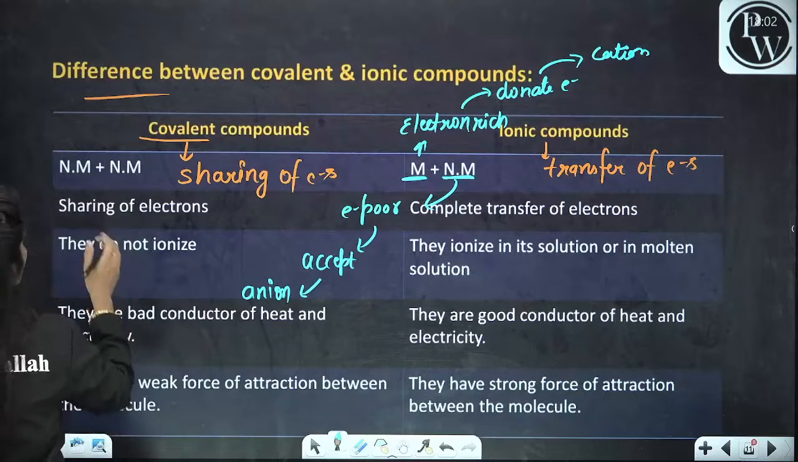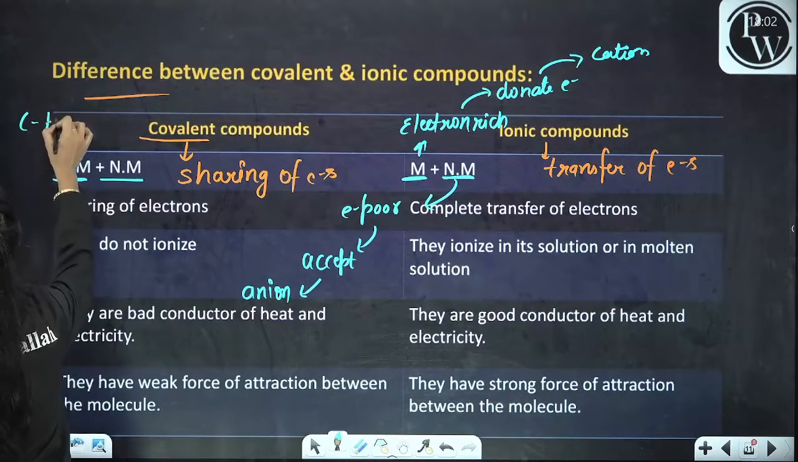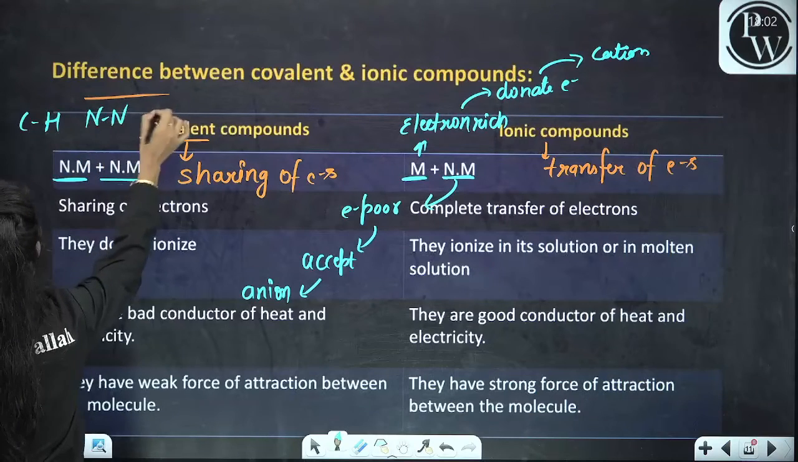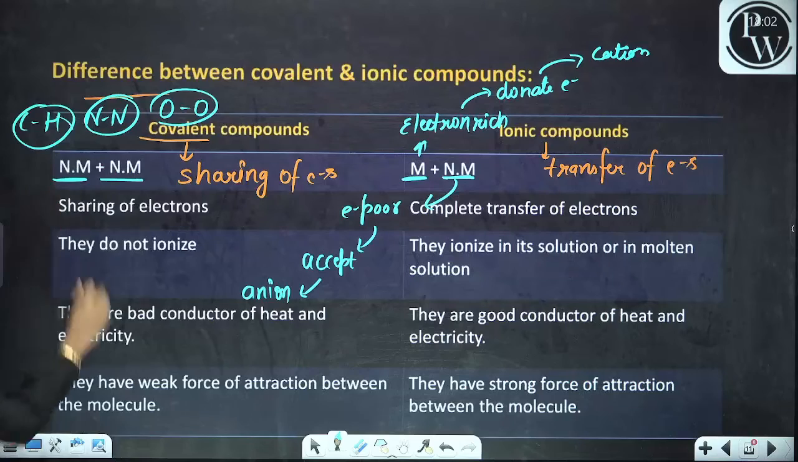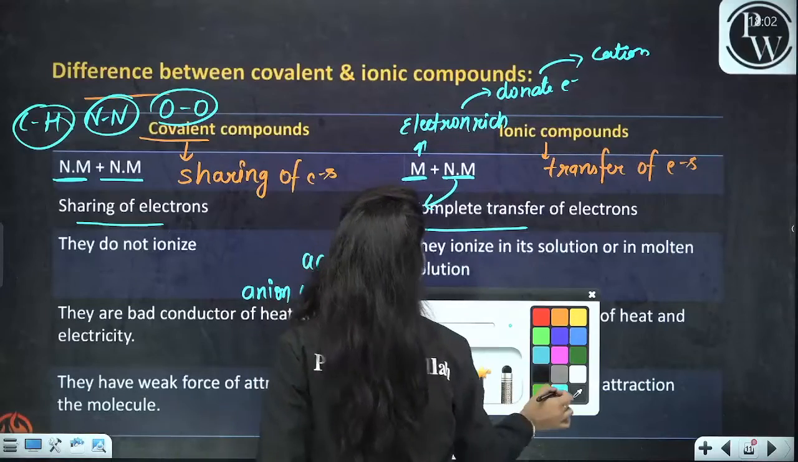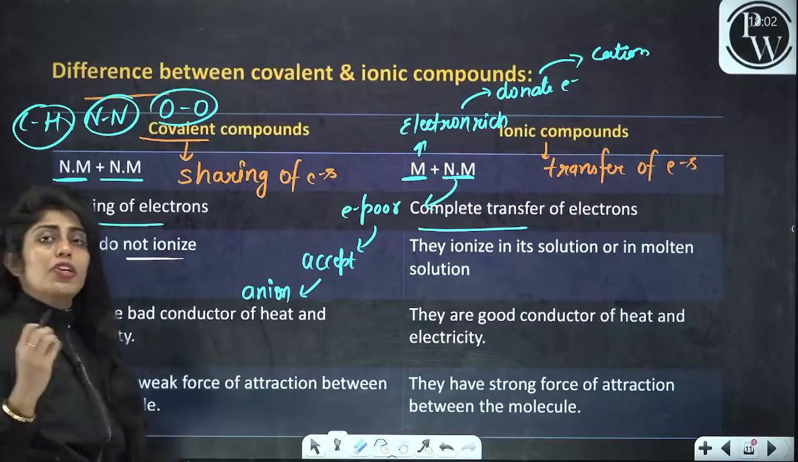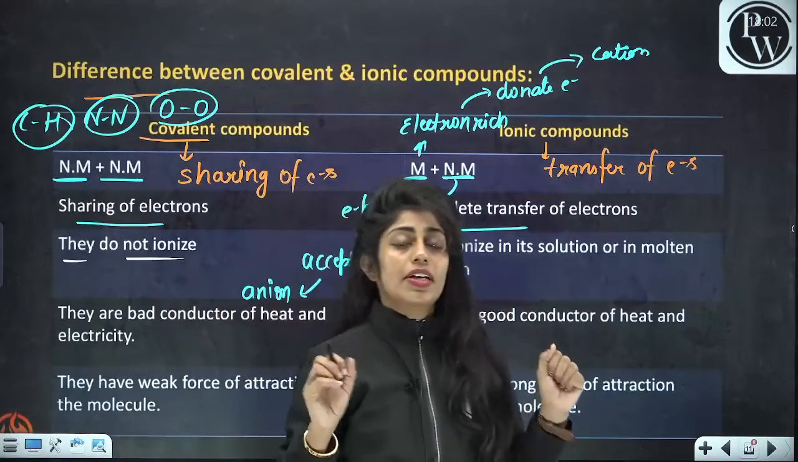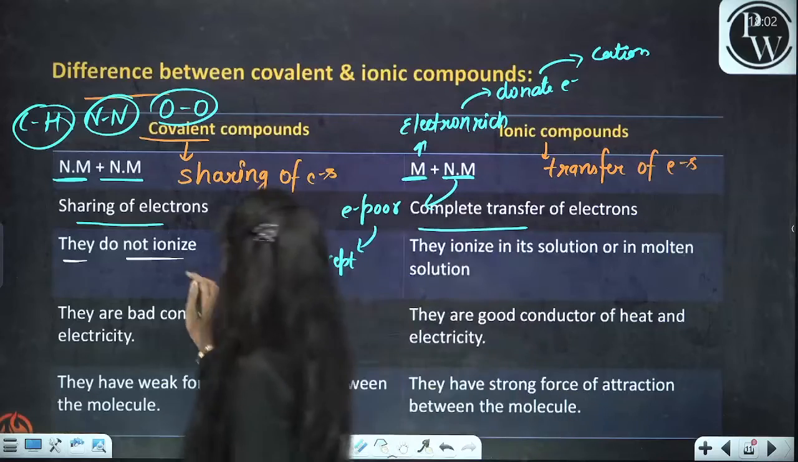Covalent compounds are formed between a non-metal and a non-metal: carbon and hydrogen, nitrogen and nitrogen, oxygen and oxygen. What are these? These are your non-metals and non-metals. Sharing of electrons, versus complete transfer of electrons. Now, let's discuss: they do not ionize. Why? Because they are not gaining or losing. There is no concept of gaining and losing in the case of covalent.